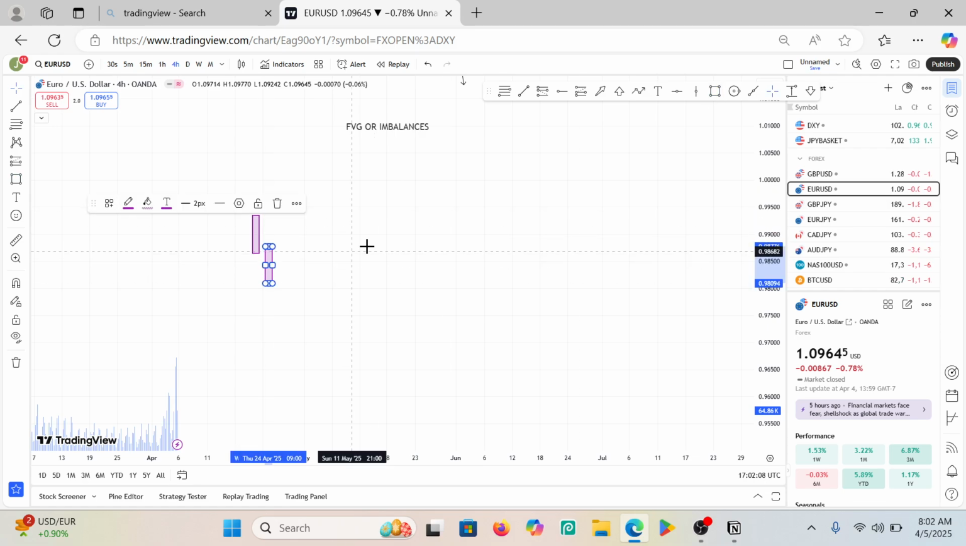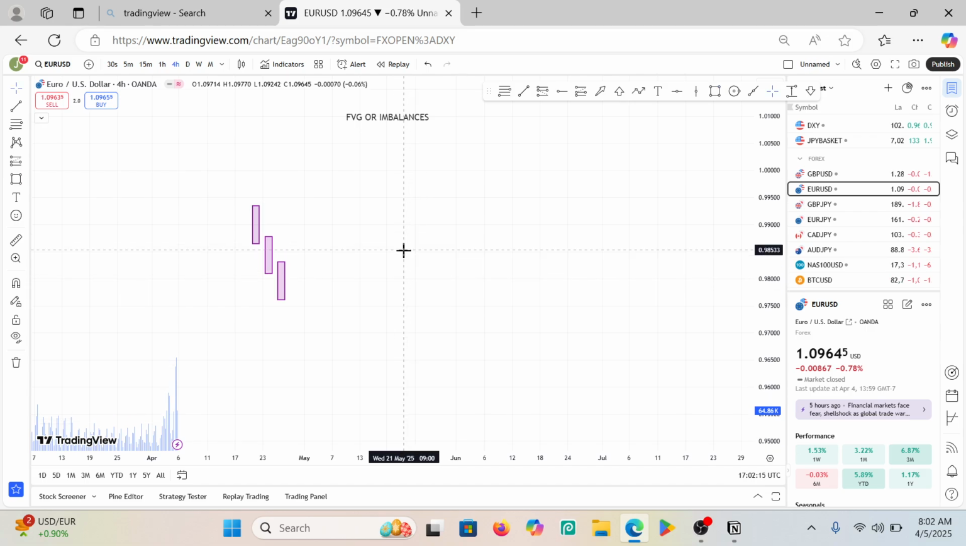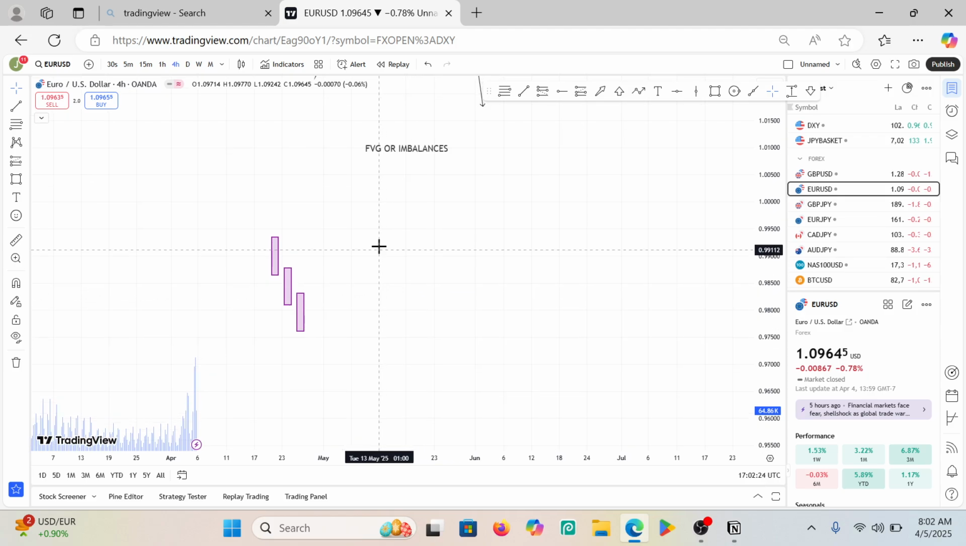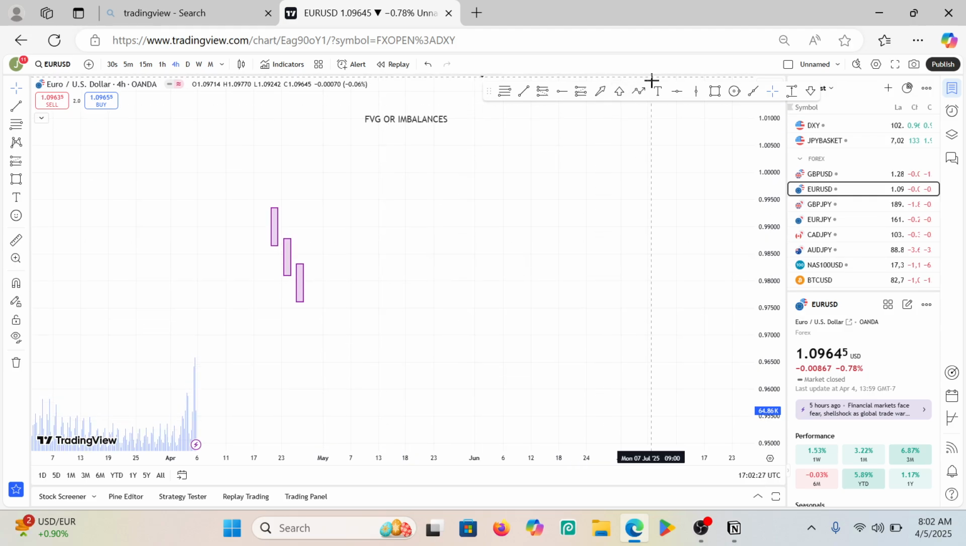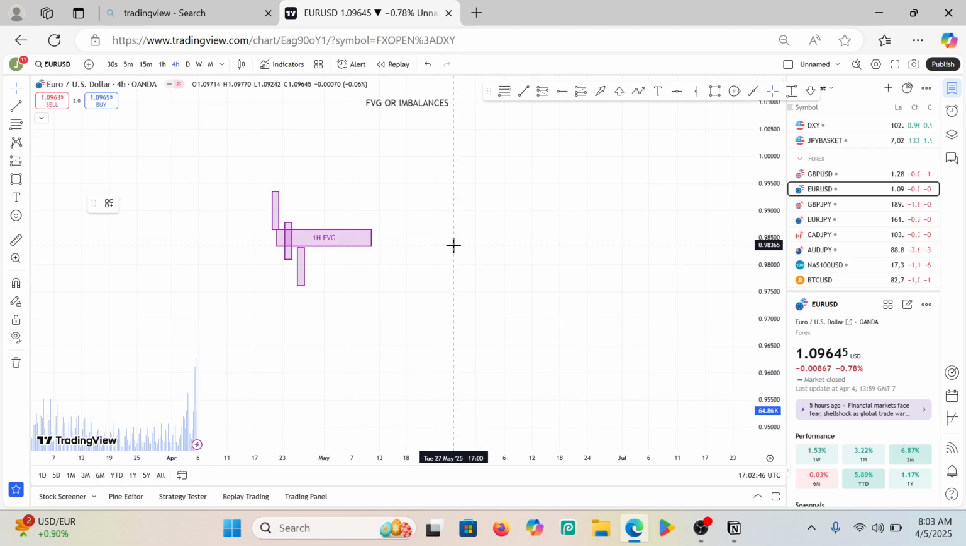Let's say the market was trading down. You can identify a fair value gap using the 3 candlesticks only, not 4. So you mark the recent gap. That's an FVG. You can call it a 1 hour FVG or a 15-minute FVG.